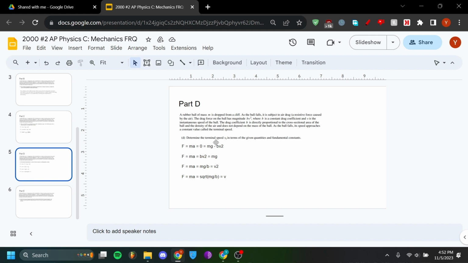Basically, one way you could solve this is just knowing the step-by-step process that we discussed in class: draw a free body diagram, then do Newton's second law, then change the acceleration into dv over dt, though not in this case since it was terminal speed, and just keep following the steps from there. So that would help.